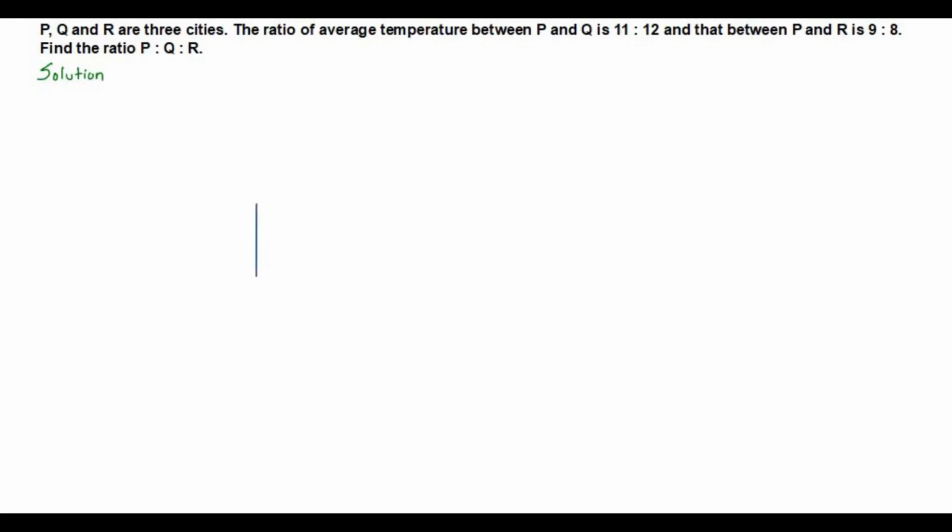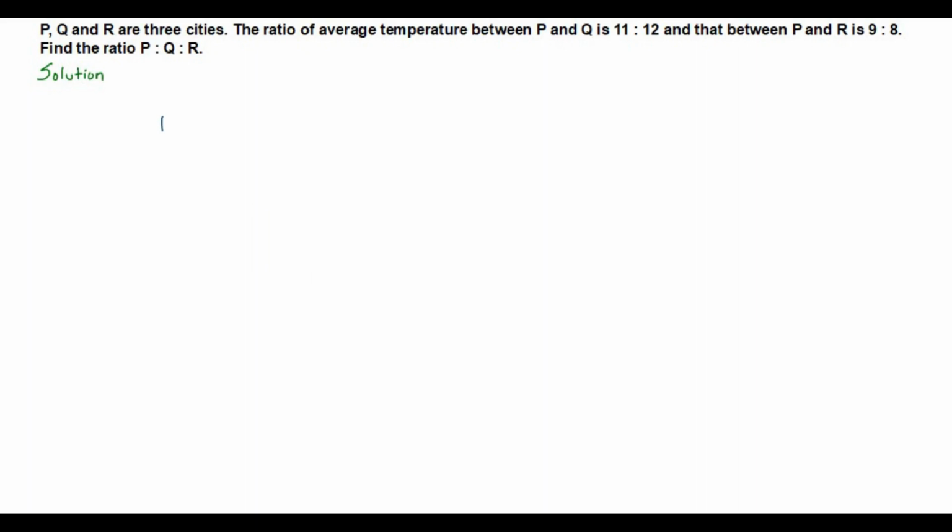Here we have a problem on ratio. P, Q and R are three cities. The ratio of average temperature between P and Q is 11:12 and that between P and R is 9:8, and we have to find the ratio P is to Q is to R. Okay, two ratios are given in the question.